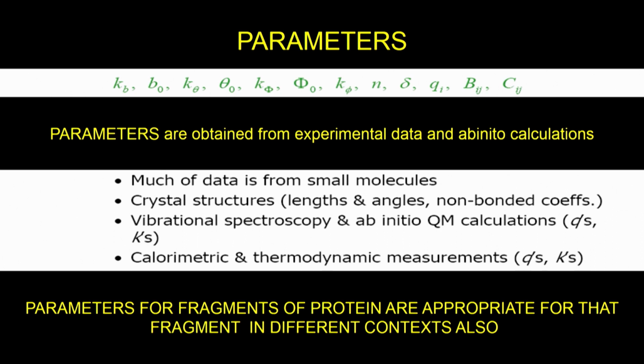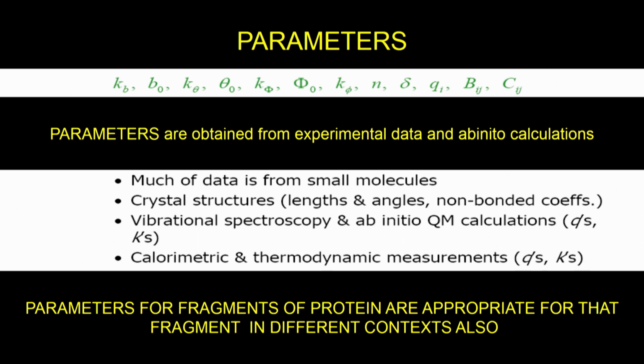We can also do ab initio quantum mechanics calculation. Calorimetric studies, we can find out heat of formation, we can get delta G using some calorimeter. We can get some from thermodynamic measurements. So all these experimental data can be used to get many of the parameters, and one important assumption is that parameters obtained from small molecules can be extrapolated even if it is a fragment in a large molecule also.